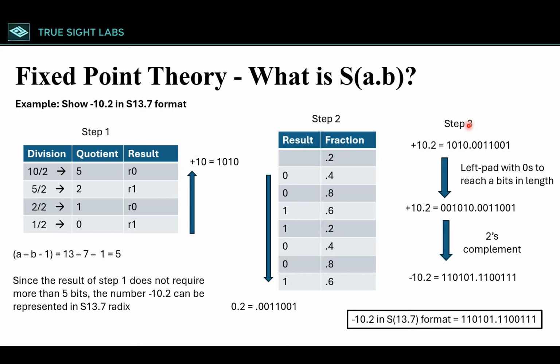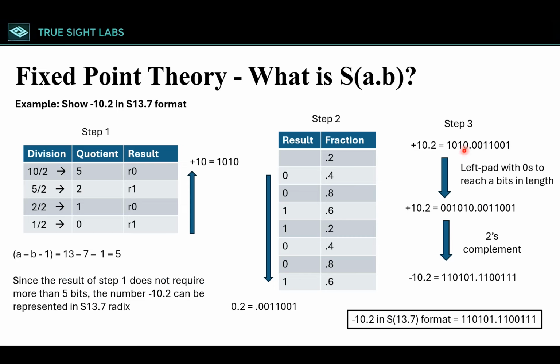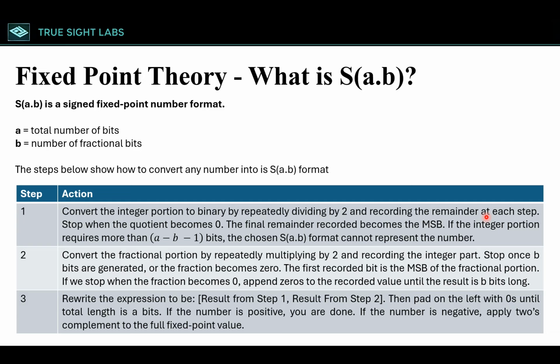Then in step 3, we combine the results from step 1 and 2. So step 1 is this, that goes there. Step 2 is this, that goes there. Then according to step 3, after combining, we need to left pad with zeros until the total length is A bits. Here, this A is 13. So this right here is 11 bits. We need to add 2 zeros to make it 13, according to this rule.